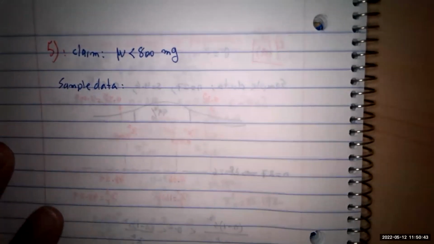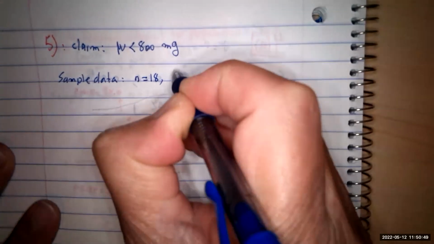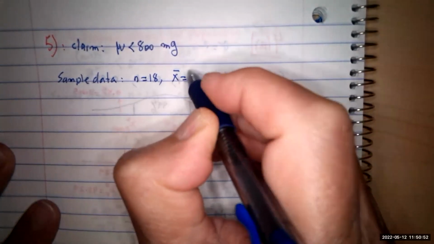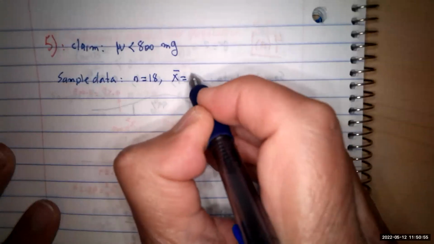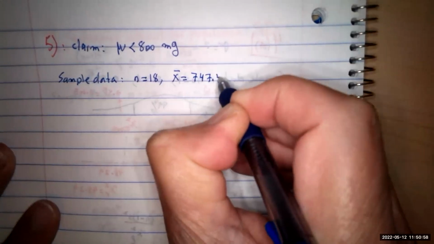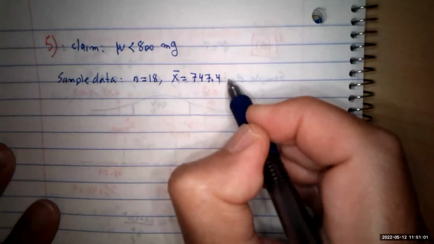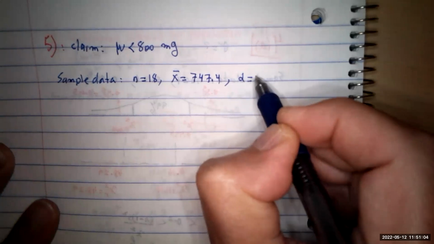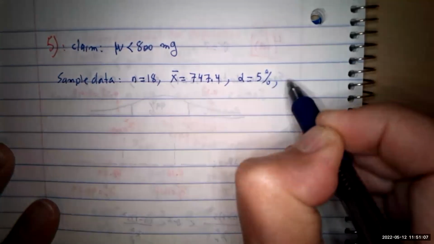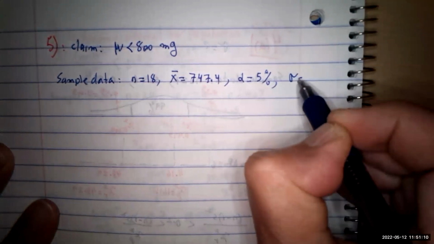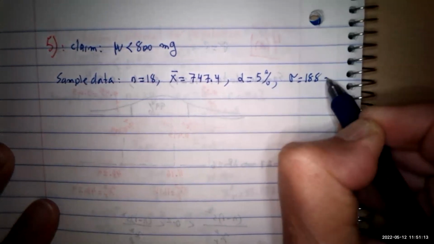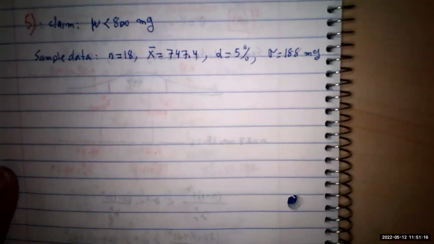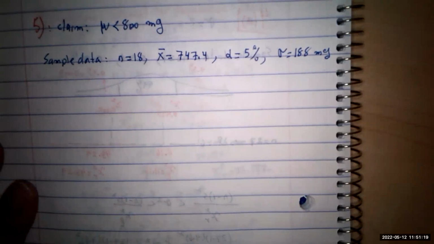You need sample information, sample data. We pick a group and we check this one. The sample size is 18. The sample mean for this group is 747.4, which is less than 800. You want to check it with alpha equal to 5%. But you do have the population standard deviation, 188 milligrams. That's it. So this is the information.